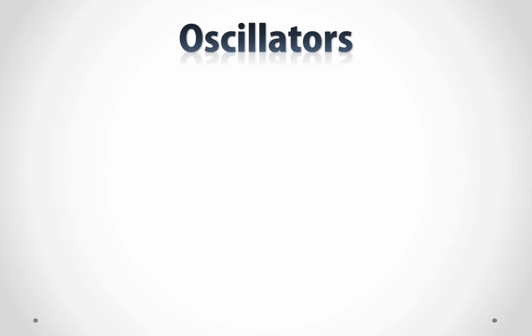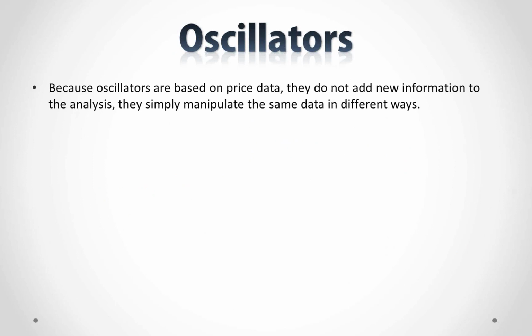Hopefully. Okay, next I'm going to move on to oscillators. Because oscillators are based on price data, they do not really add any new information to the analysis. They simply manipulate the same data in different ways. So different oscillators are just making different calculations based on price data. Unlike volume or different technical indicators such as advance-decline, they're not really adding anything in addition to price. They're just using price and different calculations of price to provide trading signals.